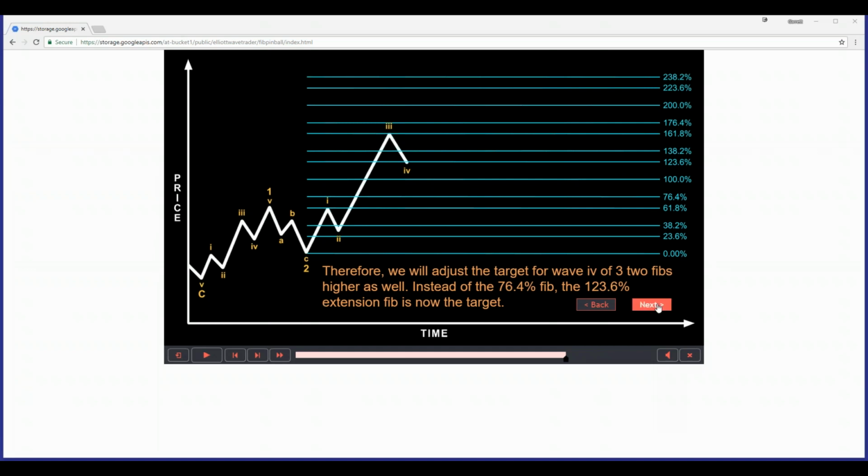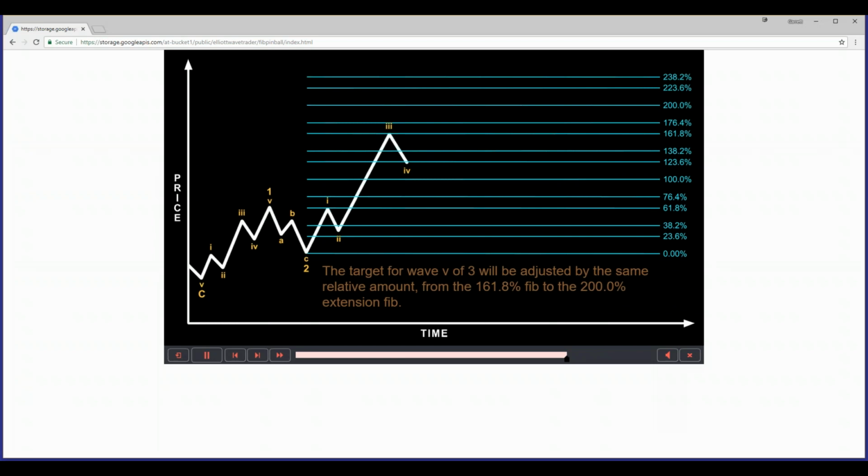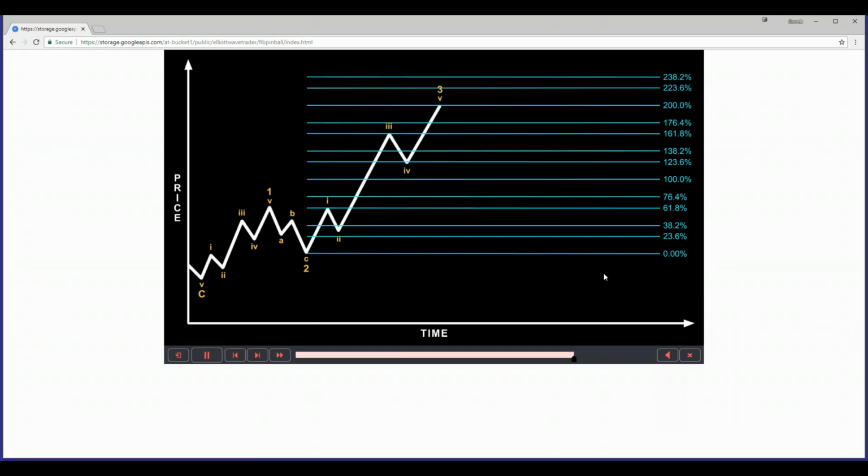So assuming we hold support there for the wave 4 of 3, our expectations for wave 5 of 3 are going to be adjusted using the same method. The normal target would have been a 161.8% extension. We're going to move that up 2 fibs to the 200% as our target for the wave 5 of 3. So let's say we put our limit order there, moving it up 2 fibs for the wave 4 of 3, got filled, and that's now our target for the wave 5 of 3, moving 2 fibs up as well.